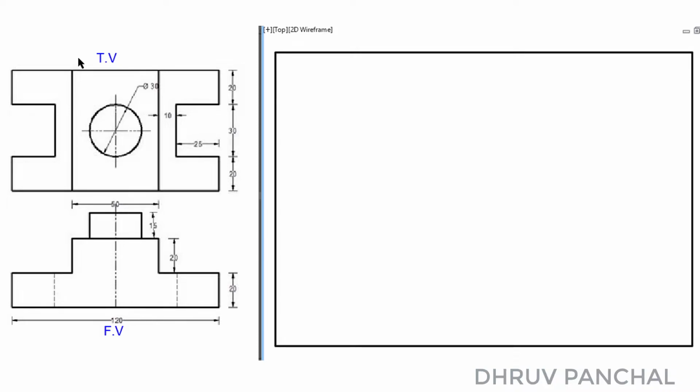Hello friends, in the engineering drawing subject, today we are going to learn isometric projections, in which we will learn how to draw a 3D view using two orthographic views of a given object. Here we can see this is the top view and this is the front view. The orthographic views are provided using the third angle projection method. Using these two views, we are going to draw a 3D view.